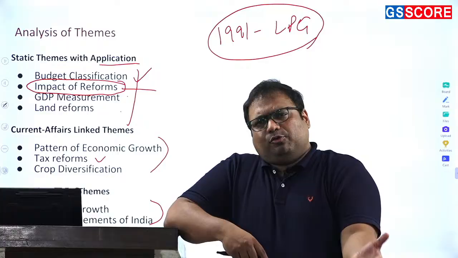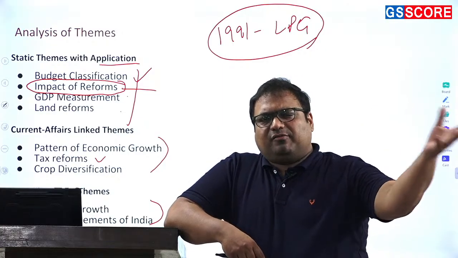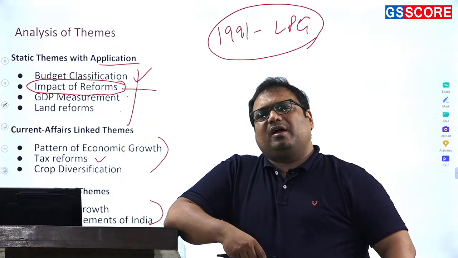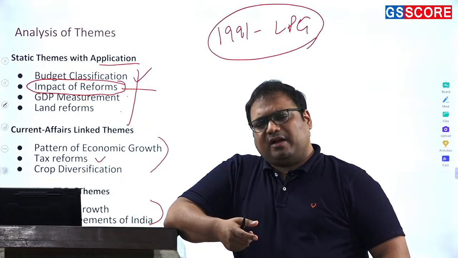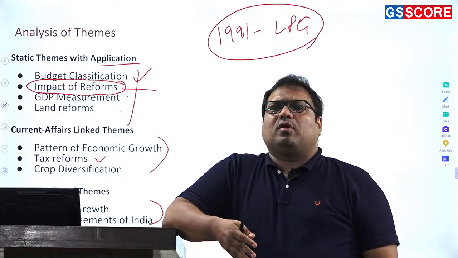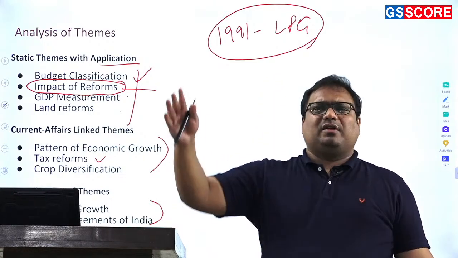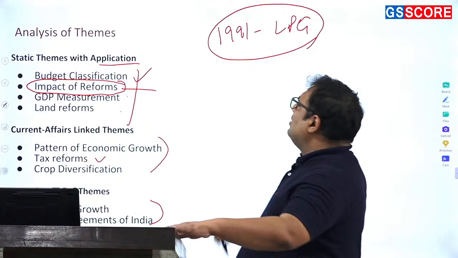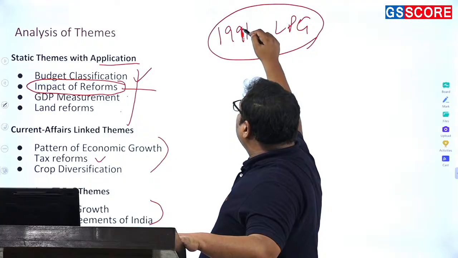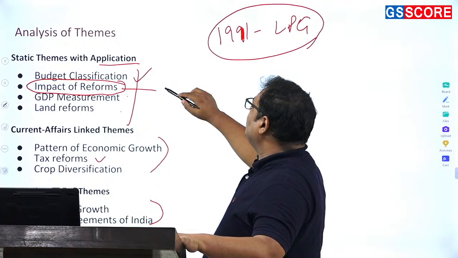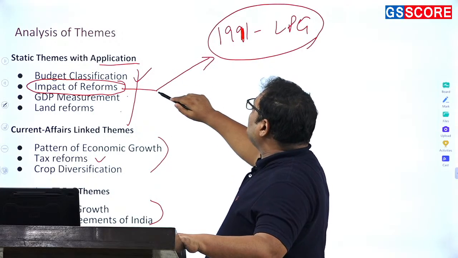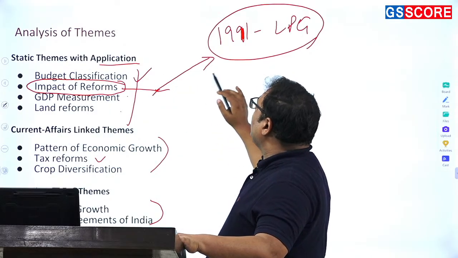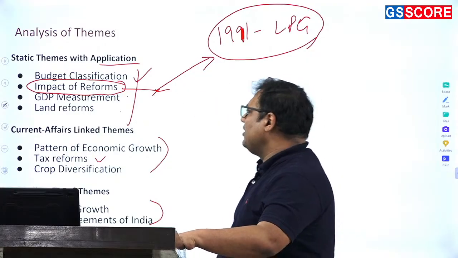So in total, when you study reforms, the first generation reforms are 1991. Then there are some reforms which were brought later, somewhere around 1998, 1999. Then certain reforms were brought around 2015. So likewise, over time we have seen certain phases. But whatever has been done is already done. There won't be much change in this. The reforms are done. That is in history. So it is a static theme with application.